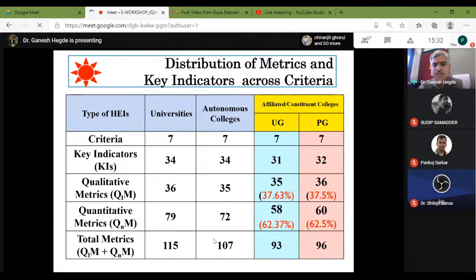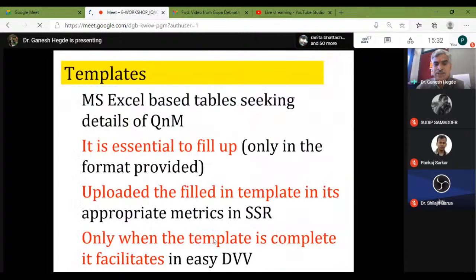Qualitative metrics come to around 37%, with 35 or 36 questions, and percentage-wise, if you calculate, it comes to around 37%. Quantitative metrics are 58 or 60 metrics. Out of that, if you calculate percentage-wise, 63% are of a quantitative nature. So totally there are 93 or 96 metrics.